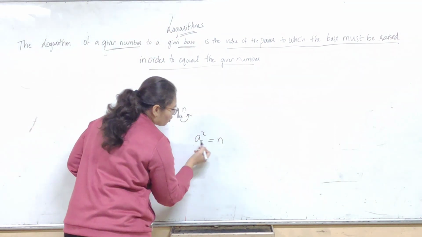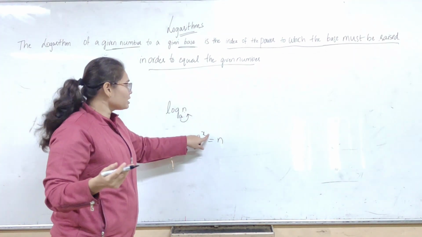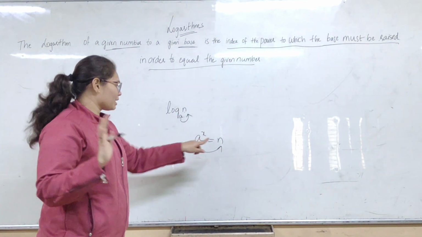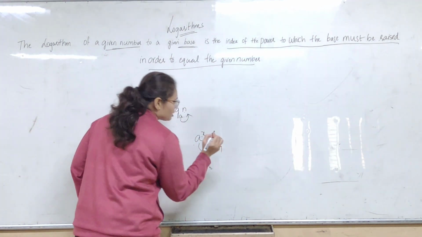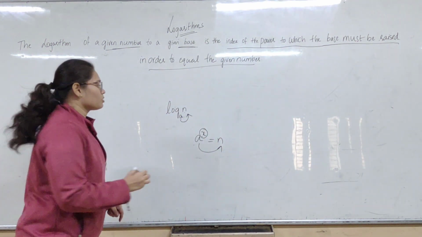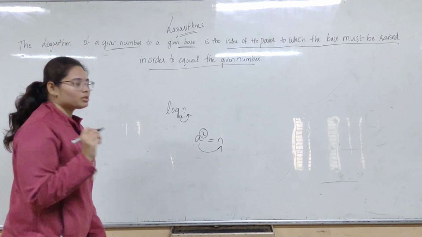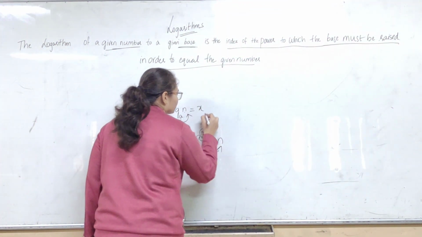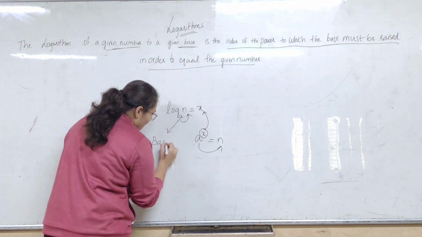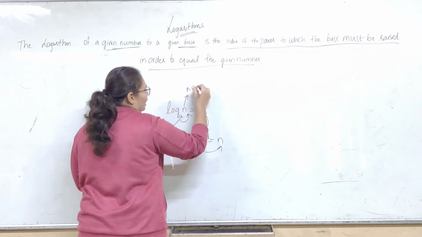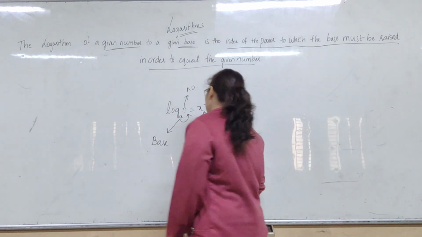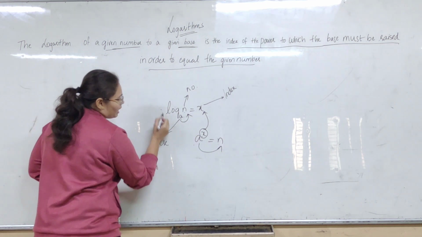So, what is the power of a that it should be raised to such that it equals n? Let that number be x. So a power x is equal to n. What we said is that the log value is this index power. Therefore, log n to the base a is equal to x. What is this called? This is called the base, this is called the number, and this is called the index.